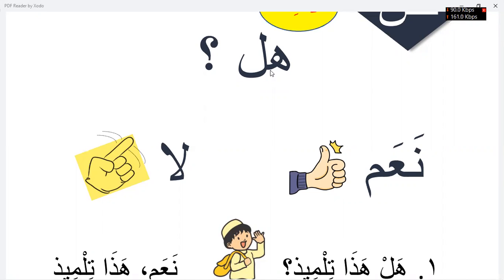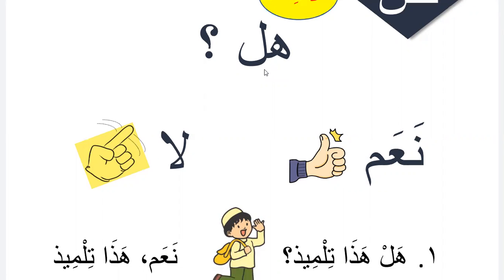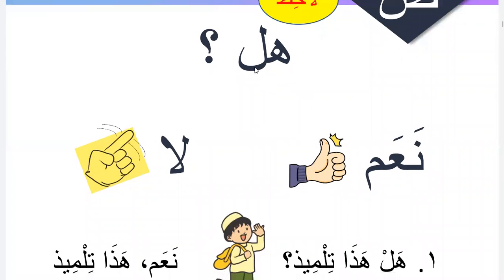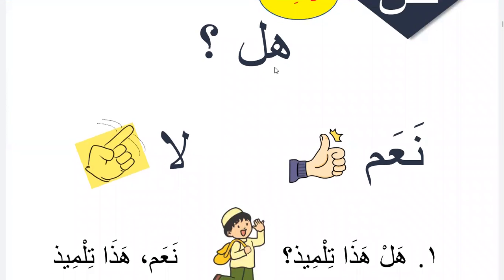What is the meaning of hal? Is, are, am. But this word hal is used for questions only. We can't use it in simple sentences. We can't use it in negative sentences. It is used for interrogative sentences only. So whenever we have hal in the question, we must use either naam or la in the answer. One of these two words is necessary in answering the question which has the word hal, okay? Naam means yes and la means no.